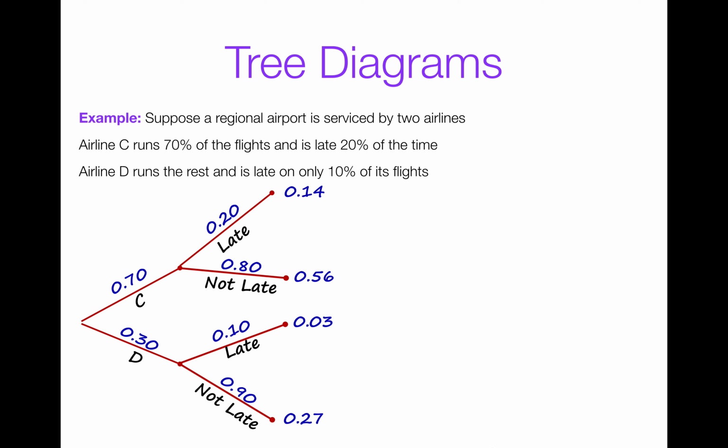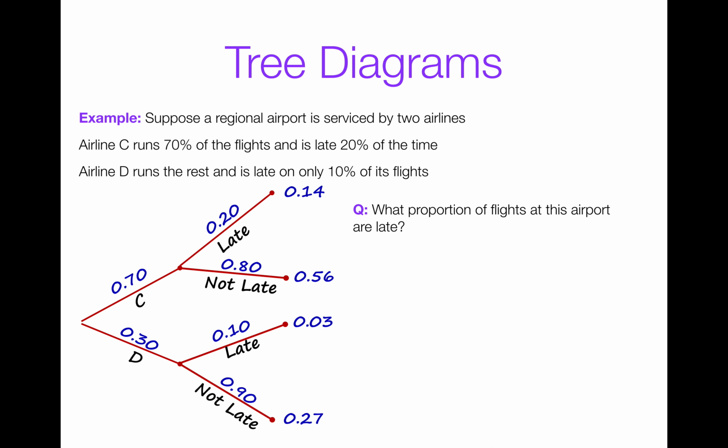Now that I've selected an airline, I want to know if it was late or not. So for airline C, I know 20% of them are late, 80% of them are not. For airline D, I know 10% are late and 90% are not. And then maybe I want to know what is the probability that a flight is late and from airline C. I multiply along a branch. So that would give me 0.14. And I can do that for all of the sets of branches.